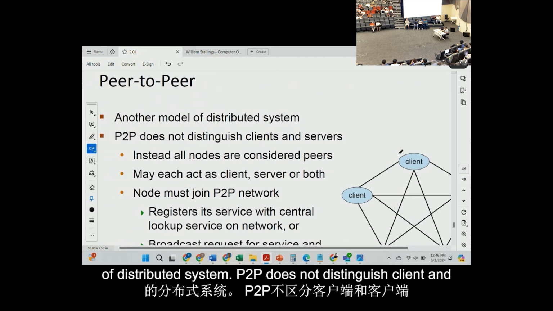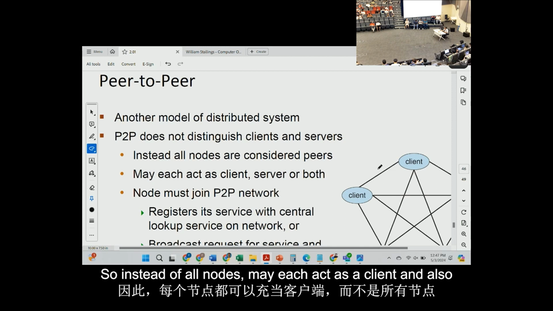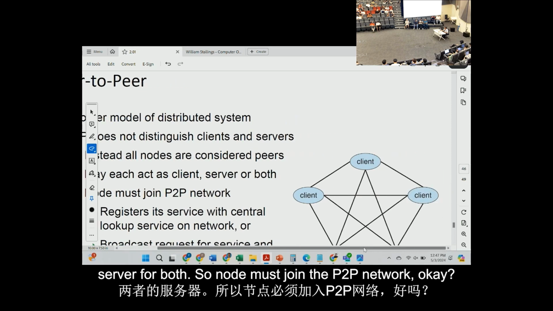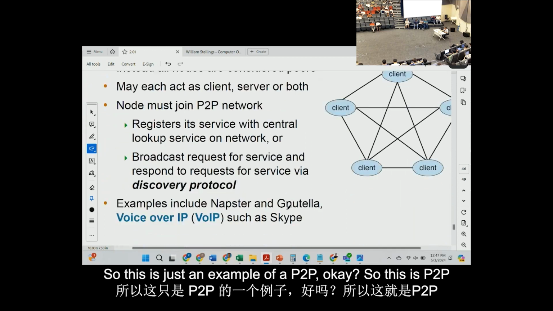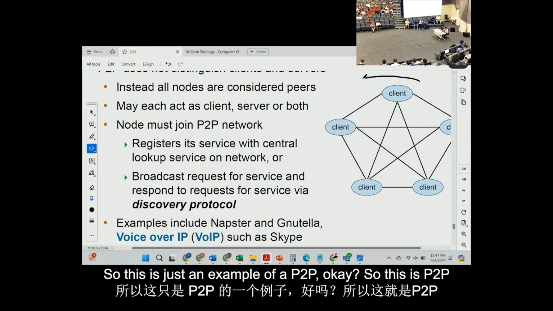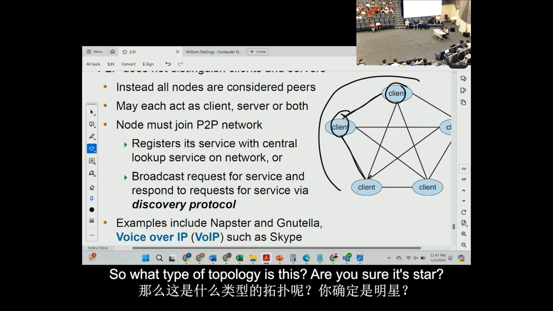Okay, and then we have the peer-to-peer. So it's another model of distributed system. P2P does not distinguish clients and servers. Instead, all nodes are considered peers. Each node may act as a client, a server, or both. A node must join the P2P network. Okay, so this is just an example of a P2P. This is P2P, client and client. This is P2P, and this is P2P as well.